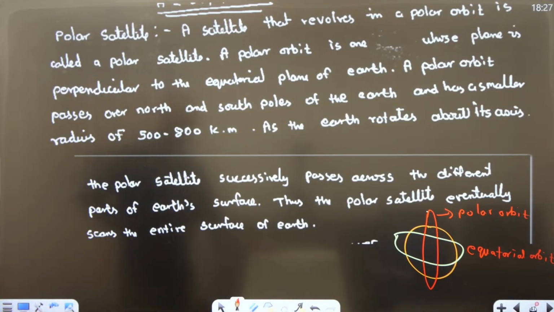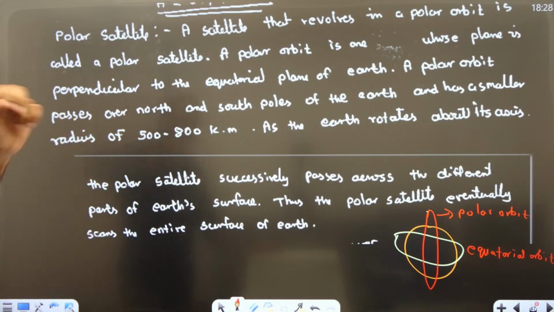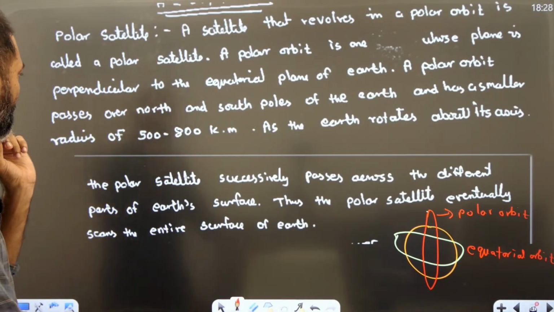A satellite that revolves in a polar orbit is called a polar satellite. A polar orbit is one whose plane is perpendicular to the equatorial plane. The plane perpendicular to the equatorial orbit or equatorial plane is what? The polar plane. A polar orbit.